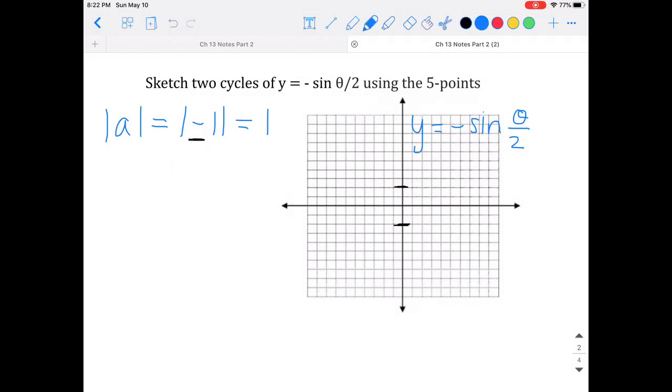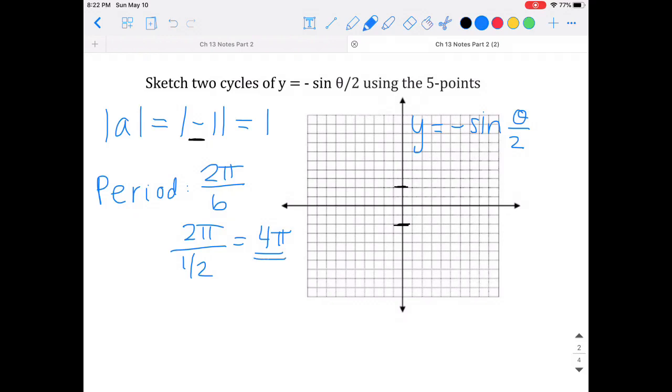The period of this function we get, again, by doing 2 pi over b, 2 pi over our b value. In this case, we have theta over 2, so our b value is 1 over 2. 2 pi divided by 1/2, we can multiply by the reciprocal, so 2 pi times 2 gives us 4 pi. So the period of this function is 4 pi.